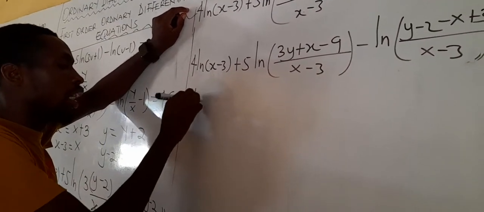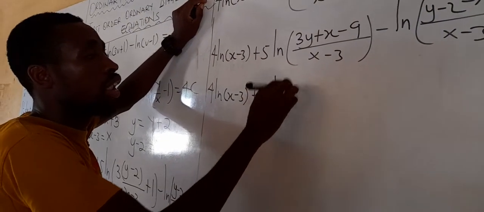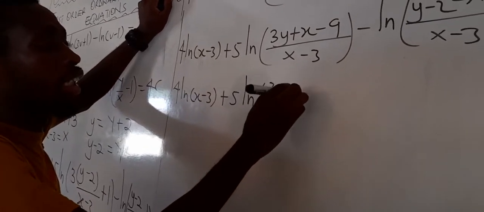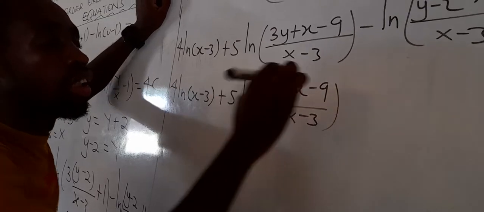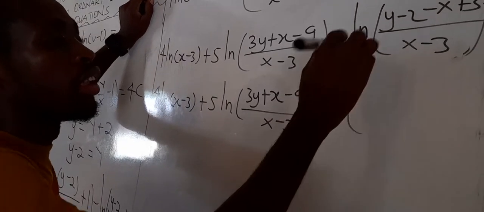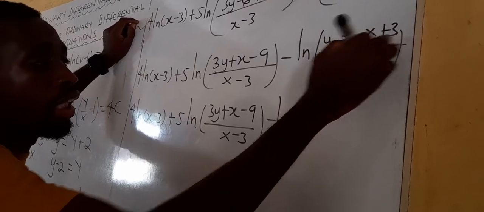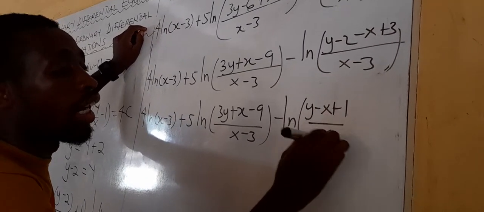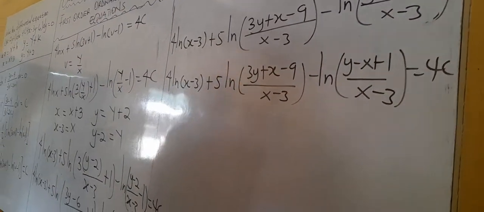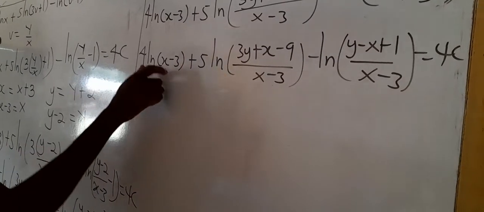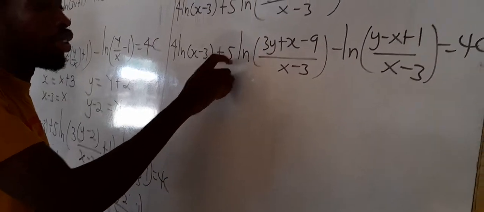So we have 4 ln x minus 3 plus 5 ln 3y plus x minus 9 over x minus 3 minus ln y minus x, negative 2 plus 3 is plus 1, over x minus 3 equal to our 4c. So since I have x minus 3 here, first let's try to bring this here.